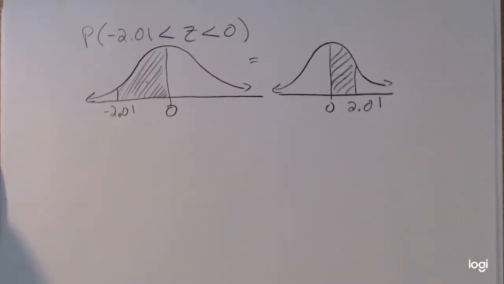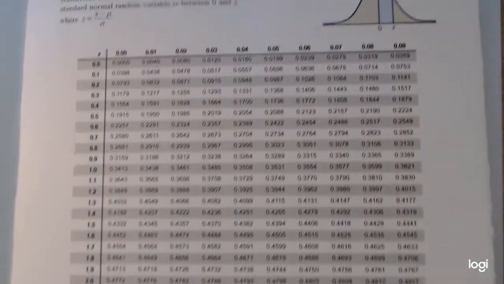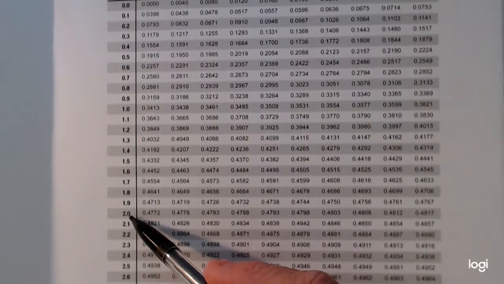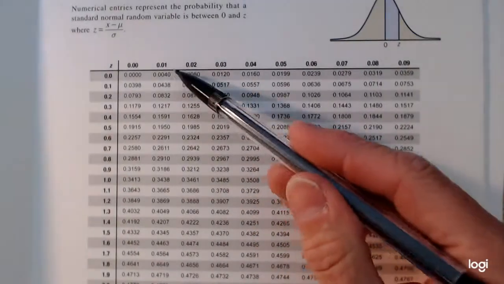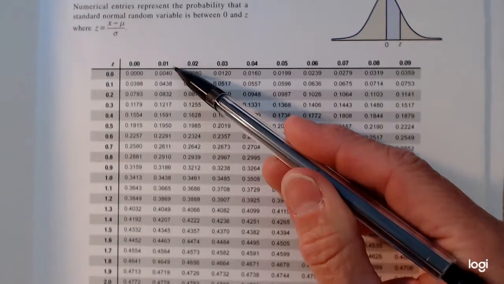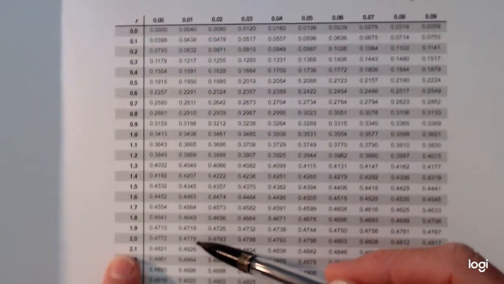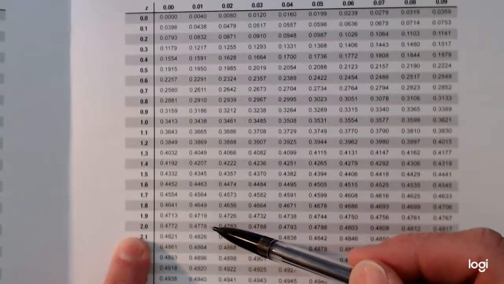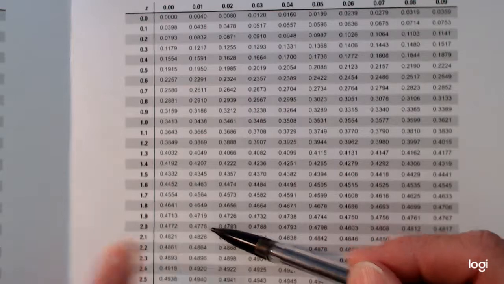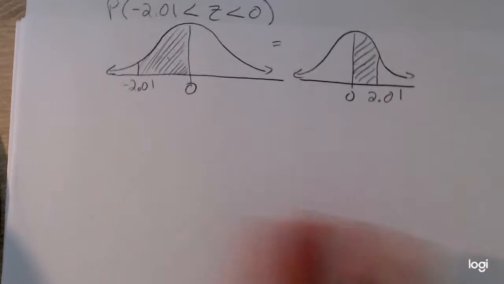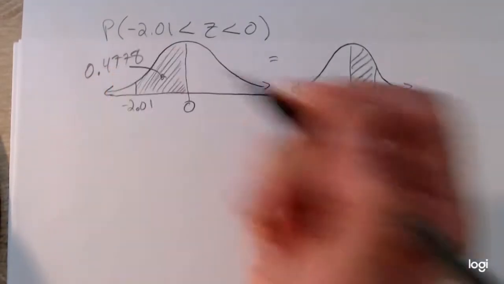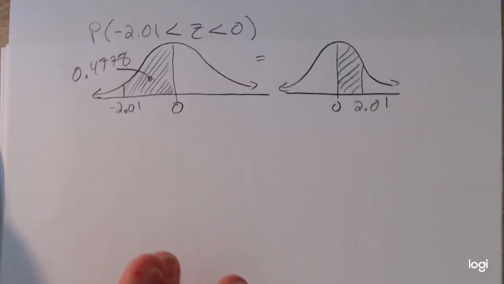So I can use this 0 to z table, reading down to 2.0 and over to 0.01, which is the second column. So intersecting that row and that column, hopefully not making a mistake here, I get a value of 0.4778. Okay, so this area will be 0.4778. Okay, so that's using the 0 to z table.